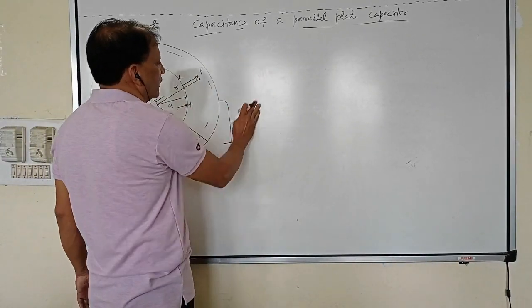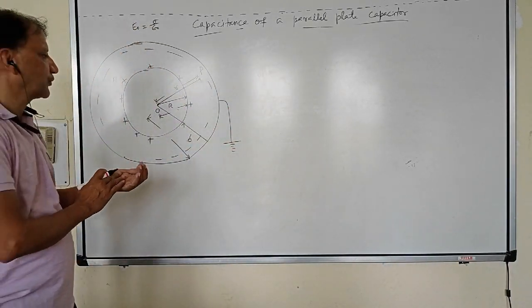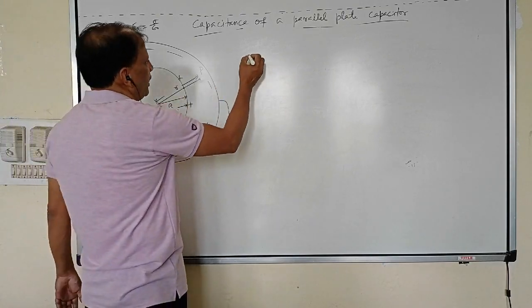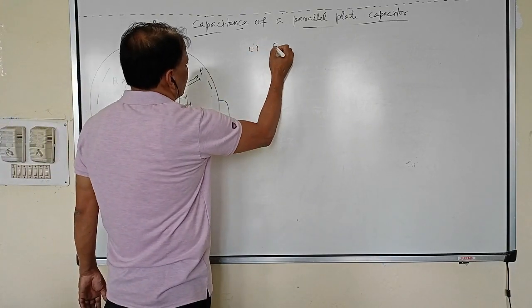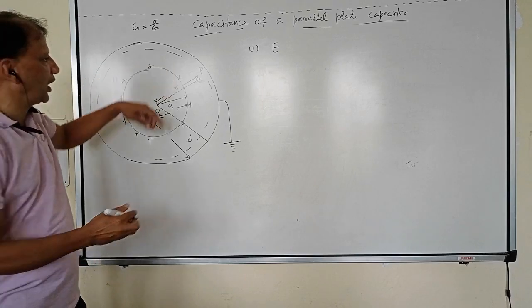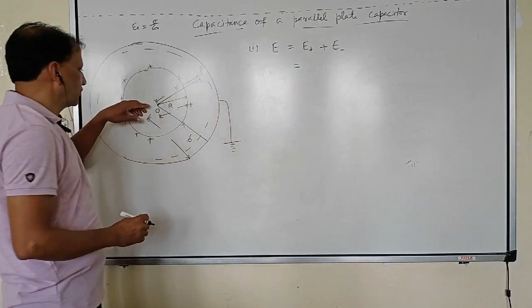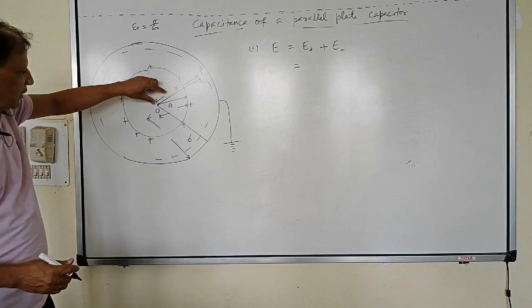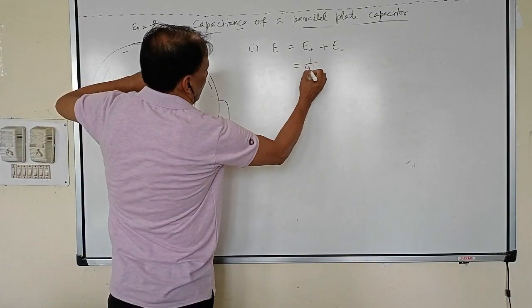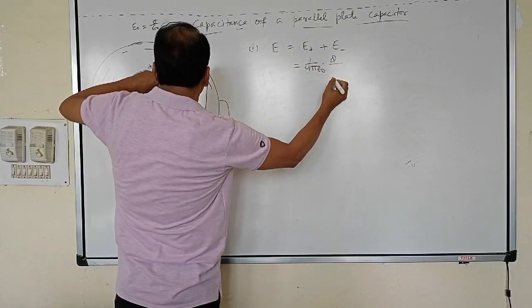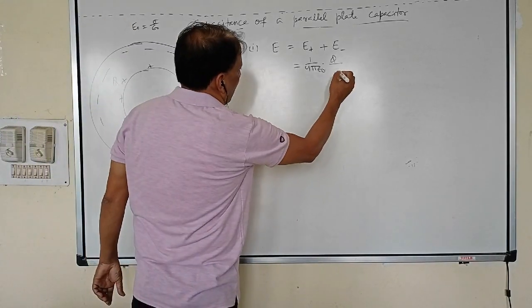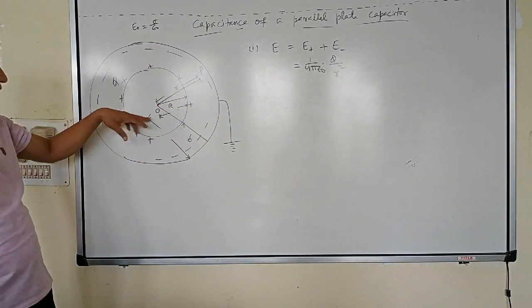I will only show you the way; the rest you have to do. First of all, you find the electric field due to the positive charge and due to the negative charge. For the positive charge Q, the electric field at a distance R will be 1 by 4 pi epsilon naught Q upon R square.